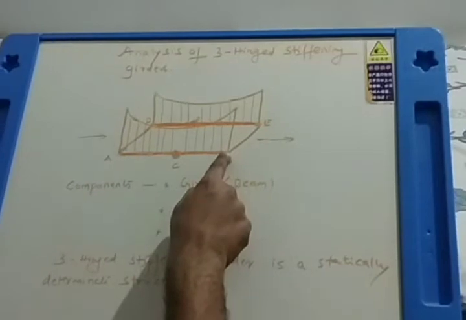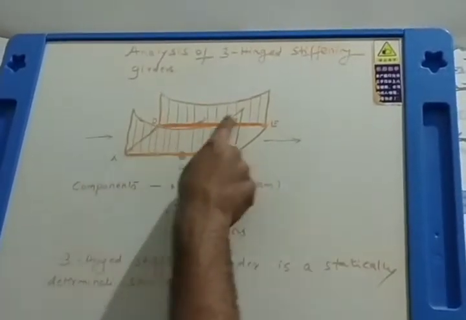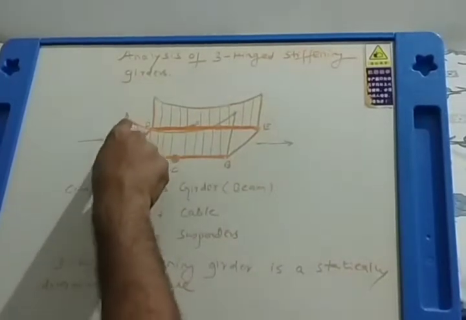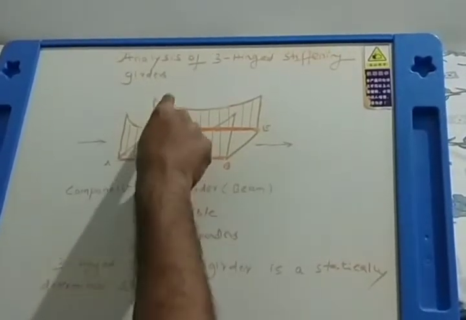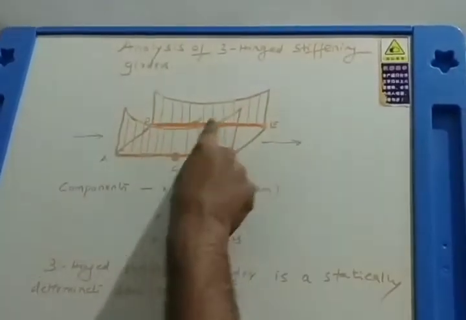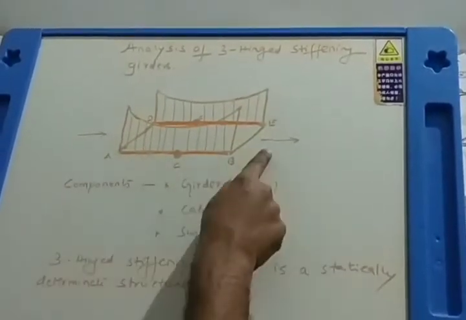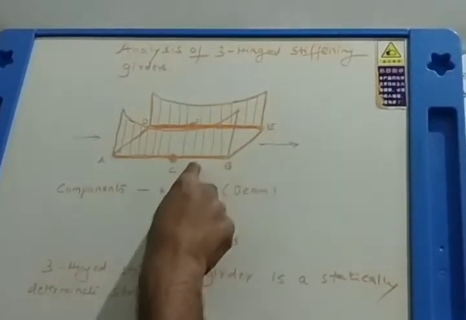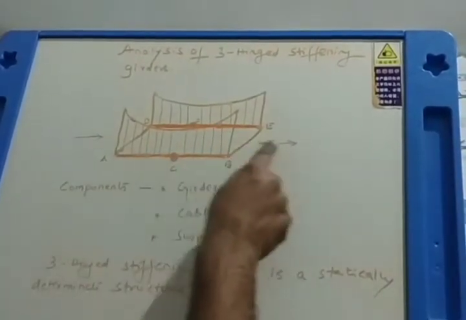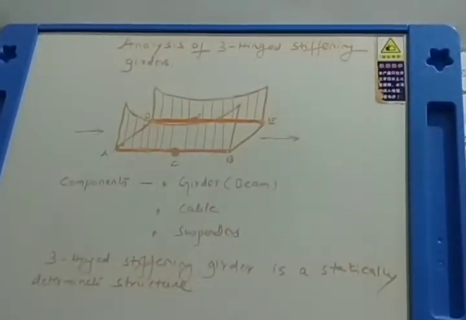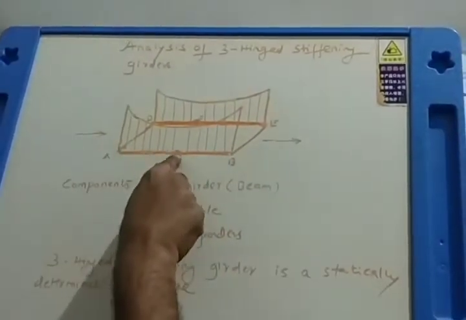There is a stiffening girder here, that is a beam. There is another stiffening girder, and then to this stiffening girder there are suspenders attached, and then suspenders are connected to the cable. So this is a typical view of a three-hinged stiffening girder with two girders, and this is the roadway where vehicles or pedestrians can pass. So this is how the stiffening girder looks, and you can see the third hinge here, three hinges.